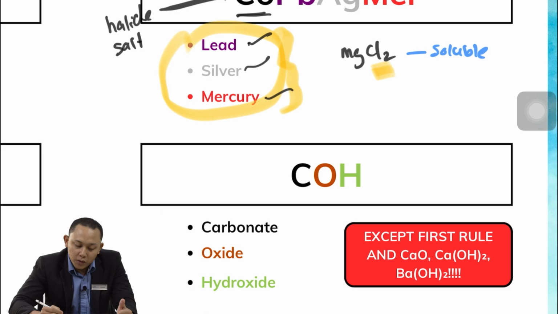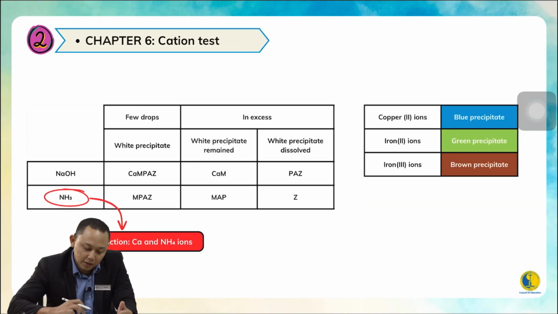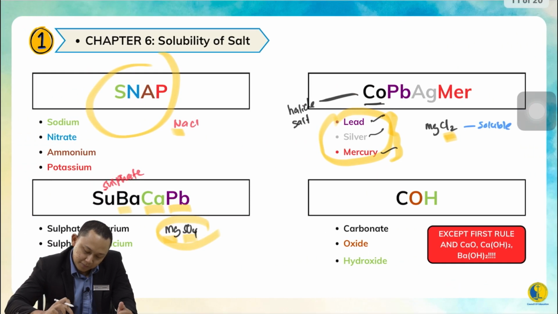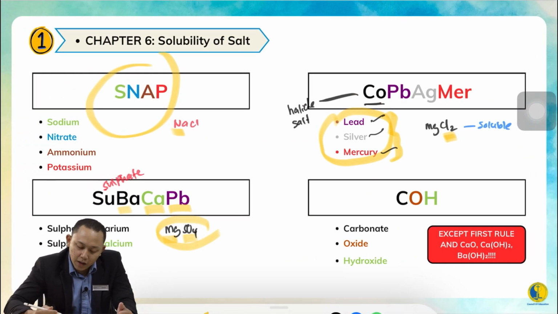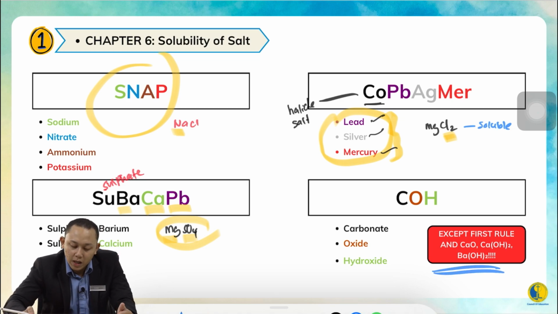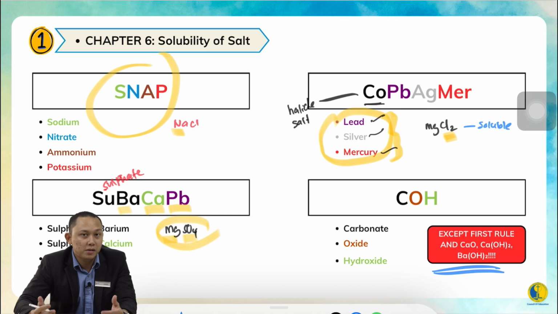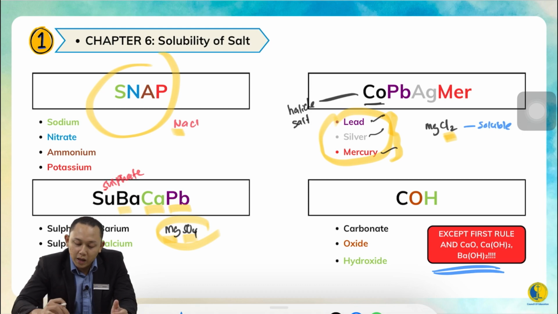But then you must look at the highlighted point here. This one: except first rule and calcium oxide, calcium hydroxide, and also barium hydroxide. As I mentioned just now, COH is insoluble salt, but there is an exception for this rule, which is the first rule.